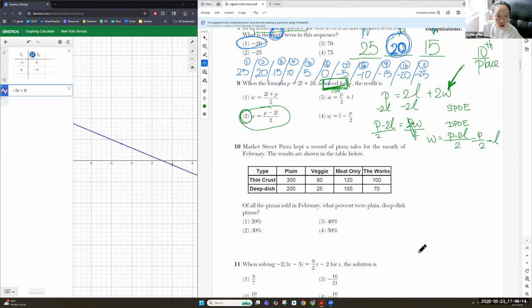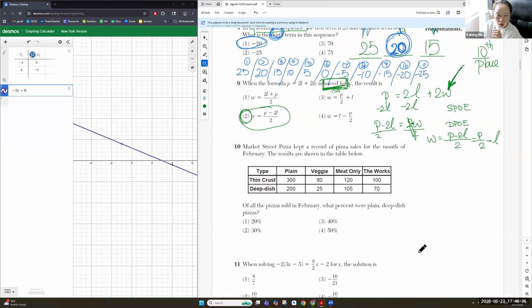Number 10. The Market Street Pizza kept a record of pizza sales in the month of February. The results are shown in the table below. And then we have thin crust, deep dish, and then plain, veggie, meat only, and then the works. Of all the pizzas sold in February, what percent were plain deep dish pizzas?